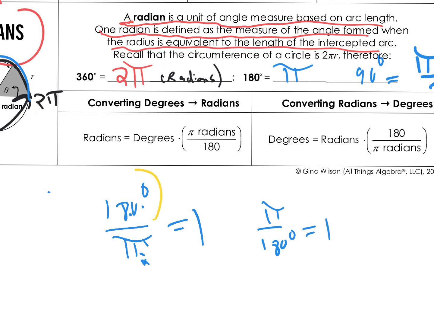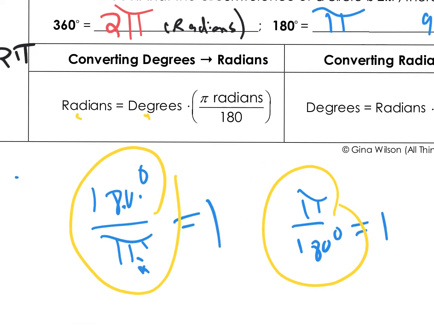Now the question is, which one will I use? And it depends on what you're converting. If I'm converting radians to degrees, I want to have my degrees. Radians equals, oh no, it's just a formula. Radians equals the number of degrees times pi radians over 180.